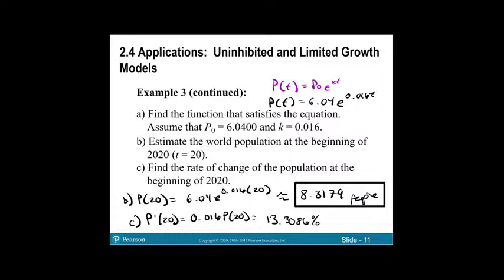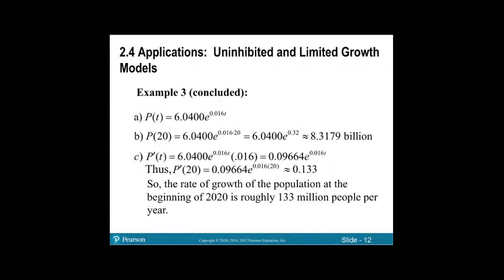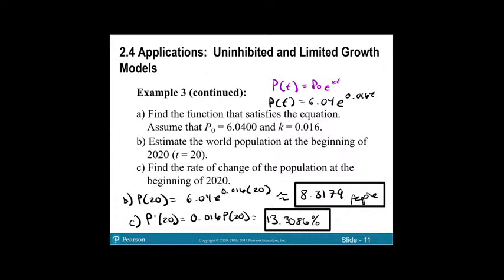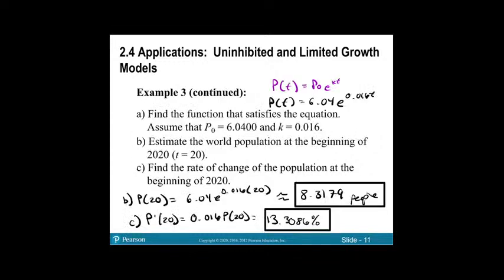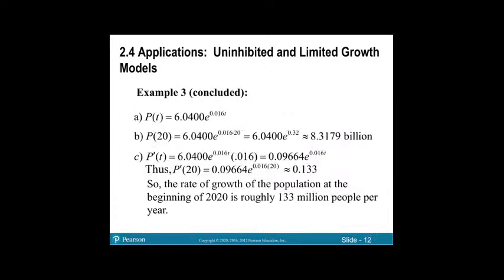Okay, let's see how we did. So we got the 6.04 e to the power there, and then 8.3179 billion people. Okay, that's fine. And then per year. I think that's fine. I think what we have is okay. Okay, I'm going to let that be.